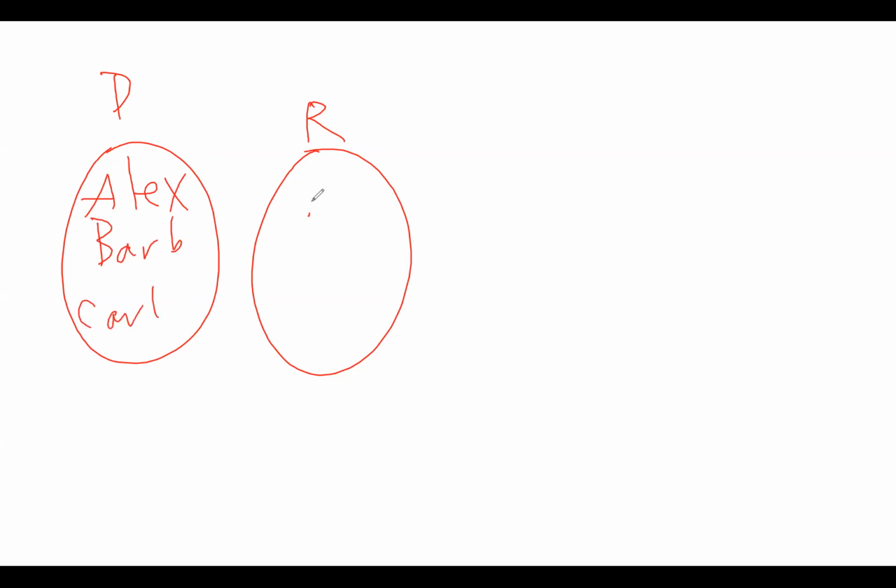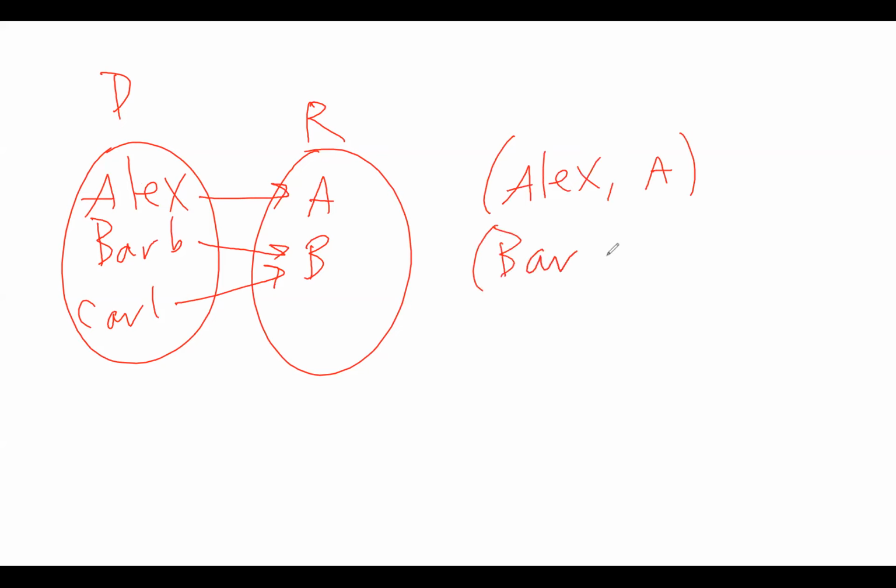This time, Alex gets an A, Barb gets a B, and Carl also gets a B. This is fine, right? Each student gets a grade. Each student gets 1 grade. Alex gets an A, Barb gets a B, Carl gets a B. Now, is it okay for 2 students to get the same grade? I certainly hope so, right?